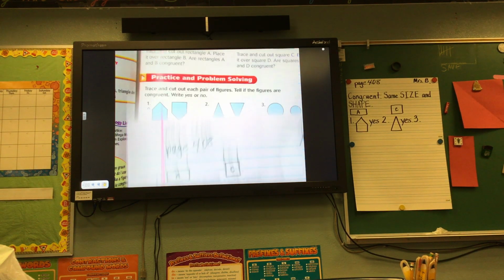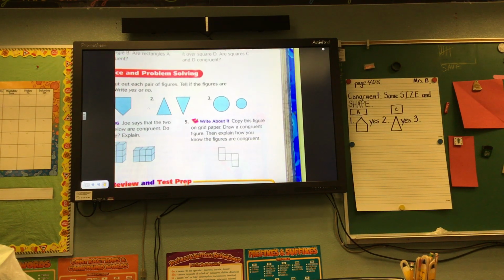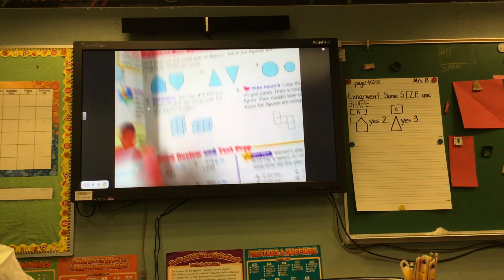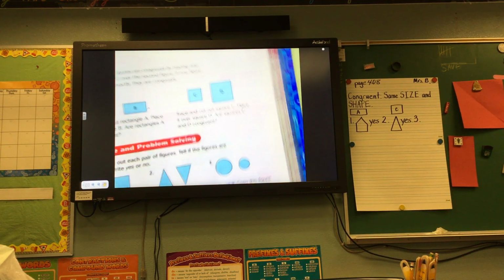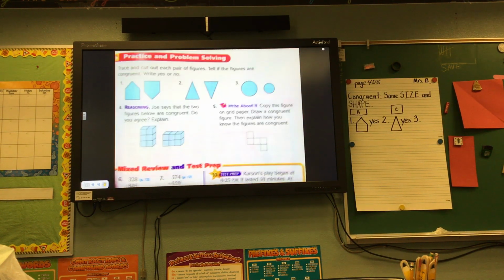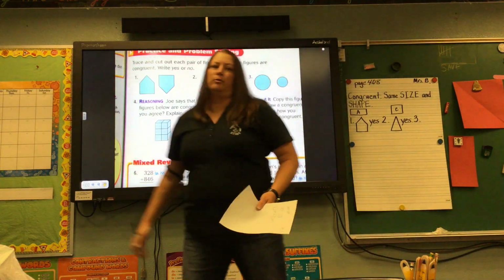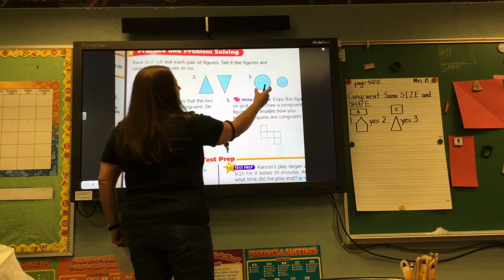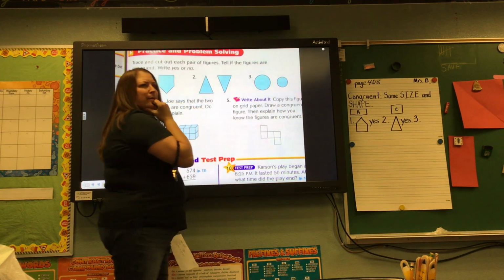Okay, number 3 has 2 circles. Let's take a look at that real quick. What do you guys think? Take a good look at that. Now, when we're talking about being congruent, we have already talked about how it has to be the same size and the same shape. I can tell just by looking at number 3, those are the same shape. They're both circles. But if I took the little circle and scooted it over, would they match perfectly?